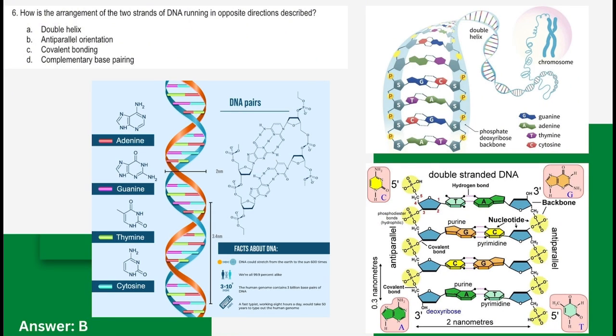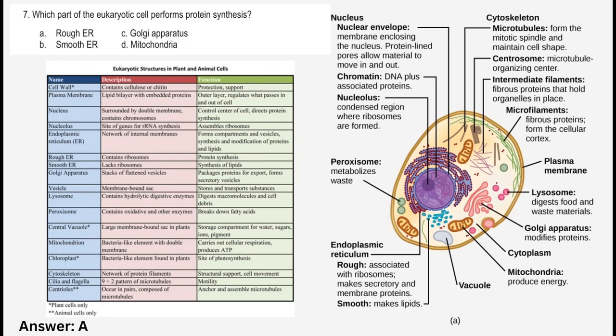orientation. In an anti-parallel orientation, one strand of the DNA runs from 5' to 3' and the other strand of the DNA runs from 3' to 5' orientation. So that's what we call the anti-parallel orientation. Okay? Now let's go to the next one.